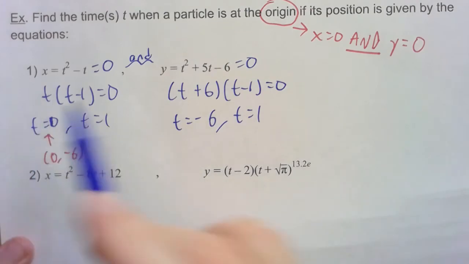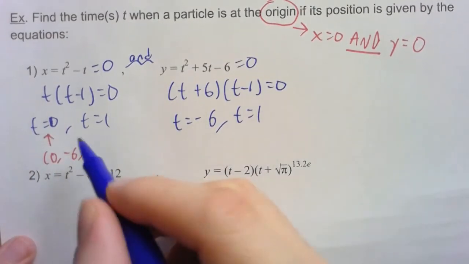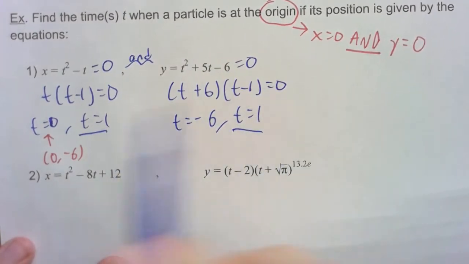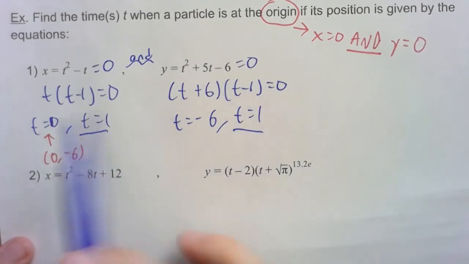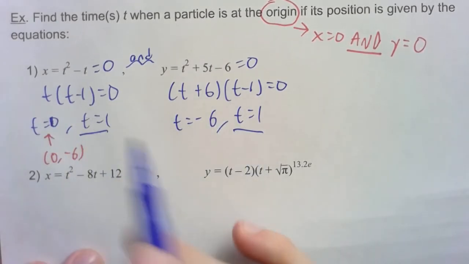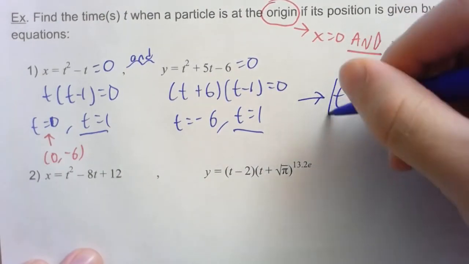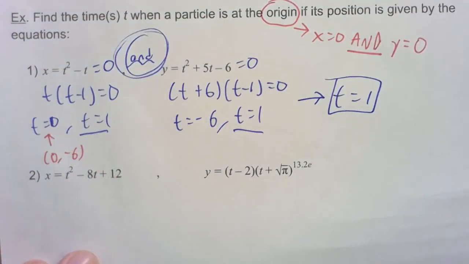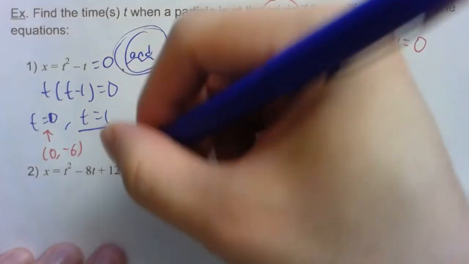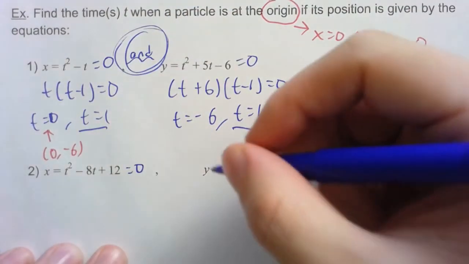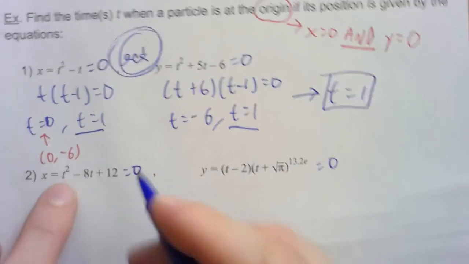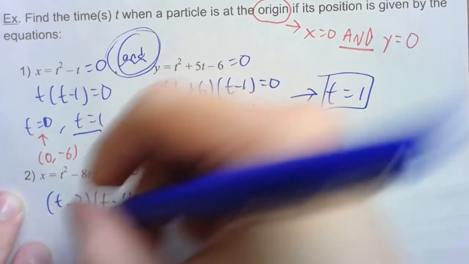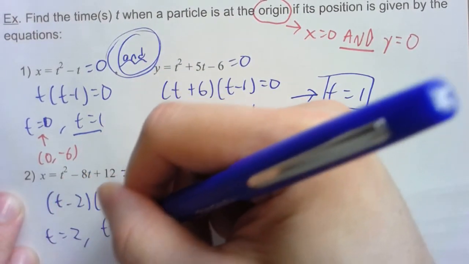What I need is for x to be 0 and y to be 0. That only happens at t equals 1. So you're looking for a solution or any solutions that occur for both equations that you see in both spots. Okay, so here that's just that t equals 1. Again, it's key and both of those have to equal 0. So it'd be a similar thing down here. We need this to equal 0 and this one to equal 0. This one's pretty straightforward, the same kind of thing. (t minus 2)(t minus 6) equals 0, t equals 2, t equals 6.